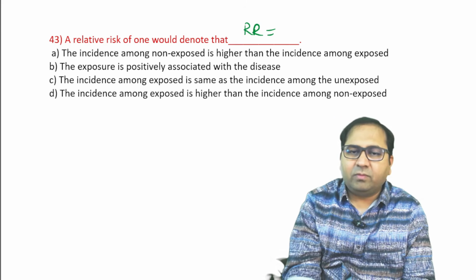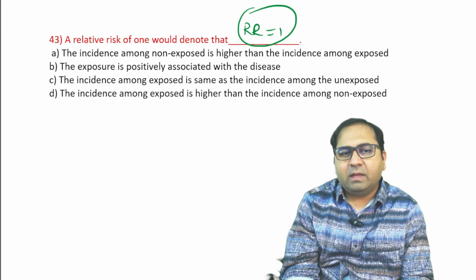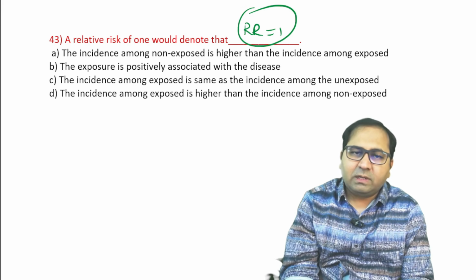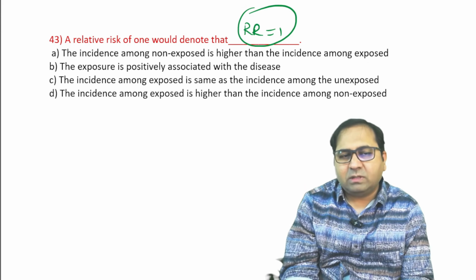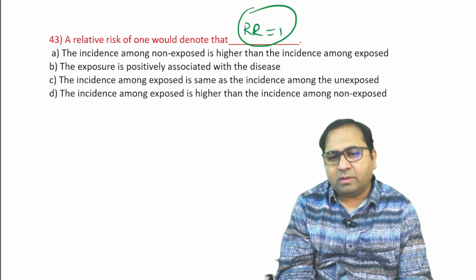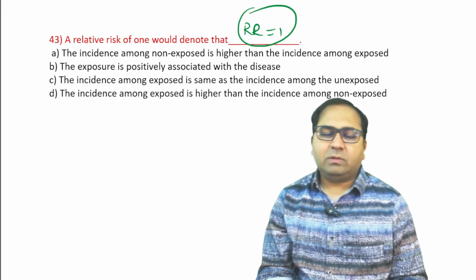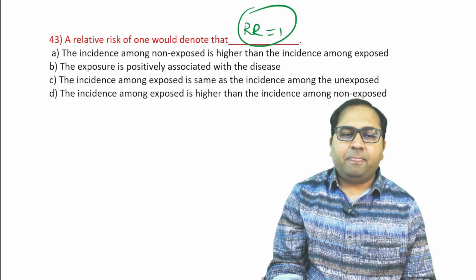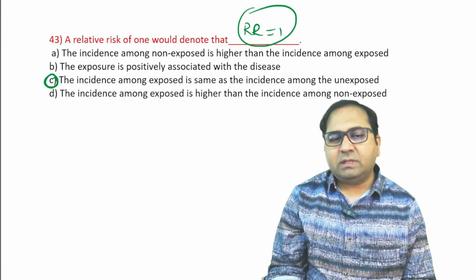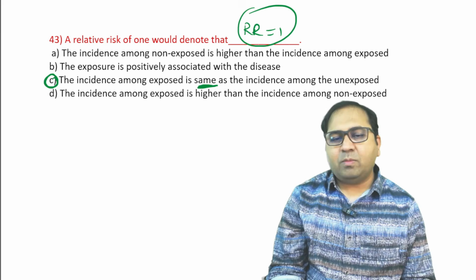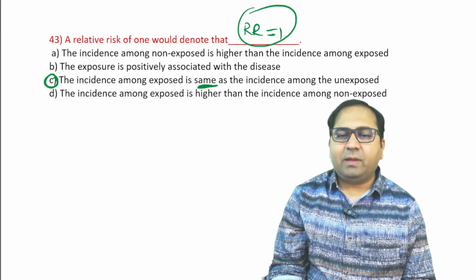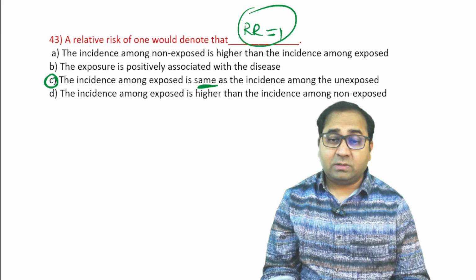Next. A relative risk of 1 would denote what? RR is equal to 1. Options are A, the incidence among the non-exposed is higher than the incidence among the exposed; or B, the exposure is positively associated with the disease; or C, that the incidence among exposed is same as the incidence among the unexposed; or option number D, that the incidence among the exposed is higher than the incidence among the non-exposed. We have seen this previously also. The answer is option number C, that is, the incidence among the exposed is same as the incidence among the non-exposed. Therefore, the relative risk will be equal to 1. Please remember the question and also the answer.